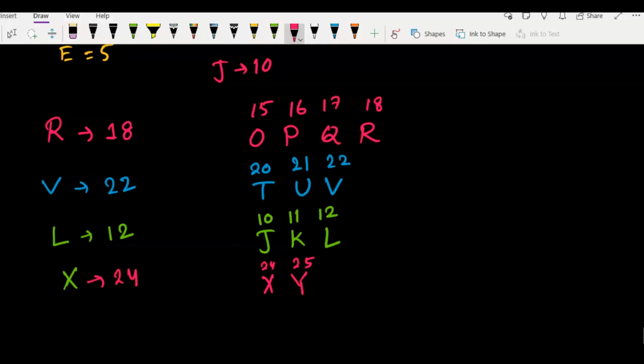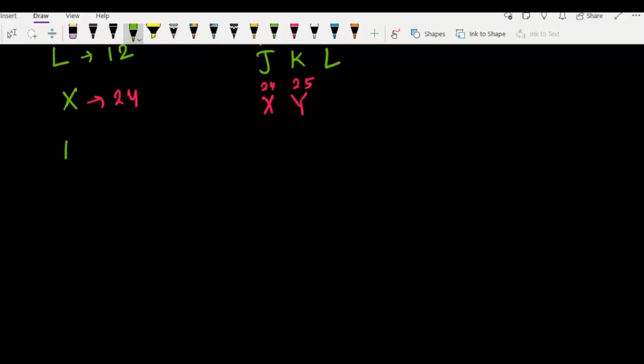Then what is the place value of I? I told this. Place value of I is 9. Write I like this, so it resembles 9. So place value of I is 9.